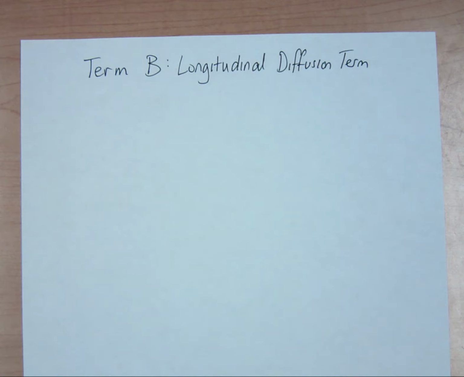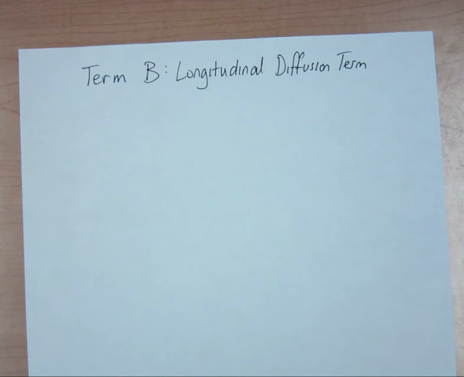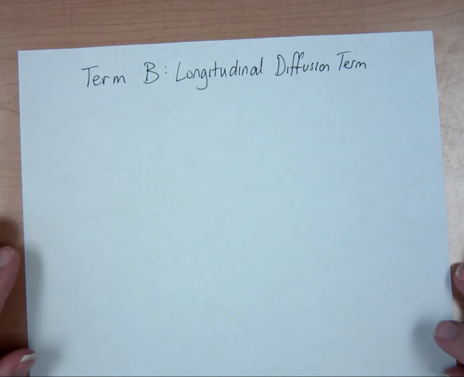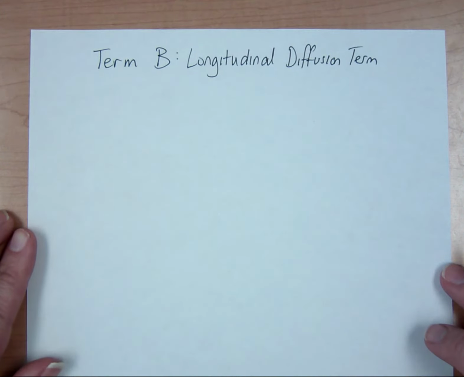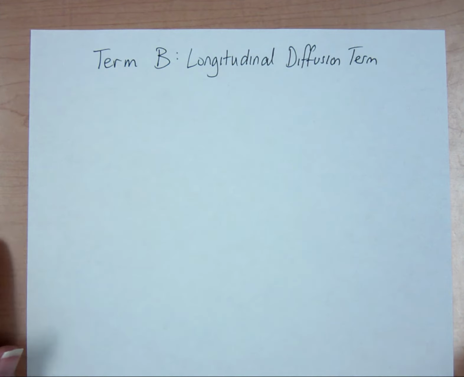Right, so the next term in the Van Deemter equation is what we call the longitudinal diffusion term. This is represented by a B in the equation. So term B, longitudinal diffusion. So what do we mean by diffusion? Diffusion is just migration from an area of high concentration to an area of low concentration.